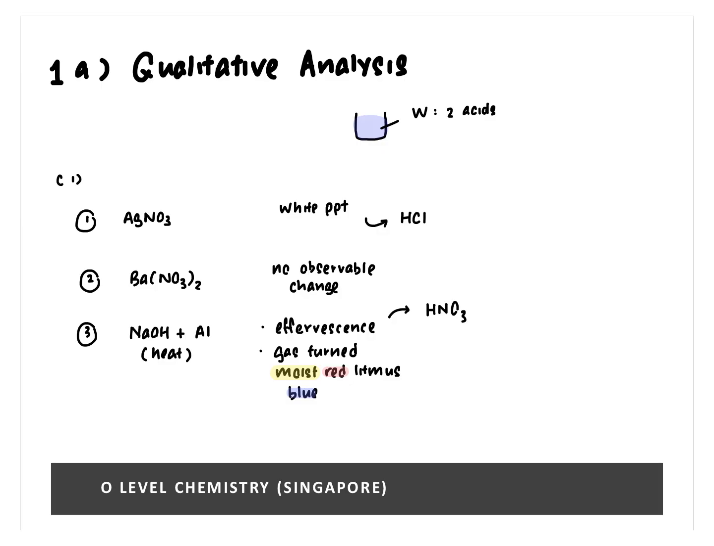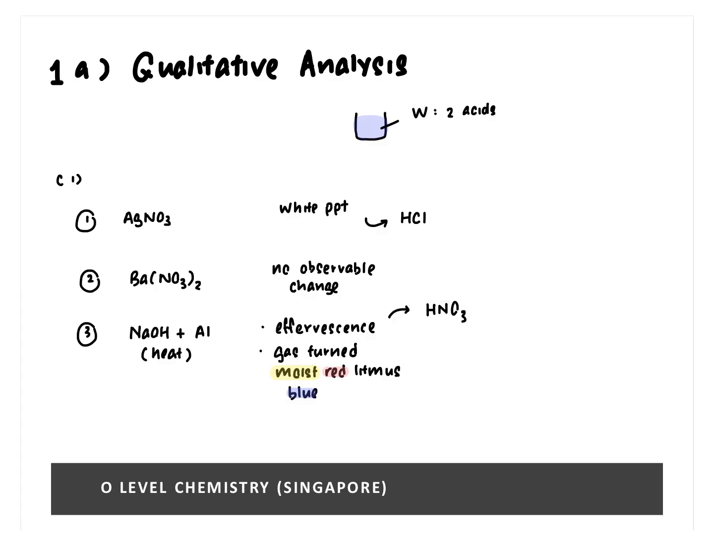So the first test is the test for chloride, the second test is the test for sulfate, and the last one is the test for nitrate. Now, if you have done the experiment correctly, the first test would give a white ppt, which indicates that chloride ion is present, or one of the acids is hydrochloric acid. For the second test, if you have done it correctly, again there should be no observable change, meaning that sulfate ion is absent, or the acid cannot be sulfuric acid.